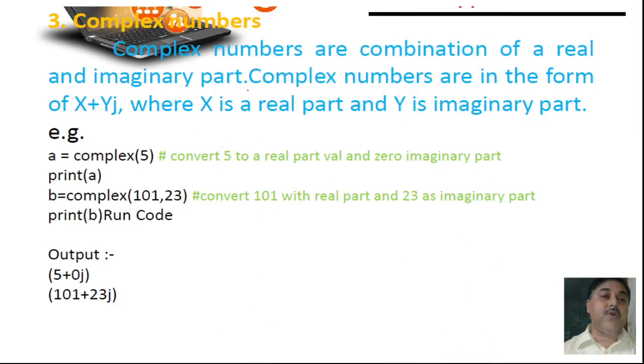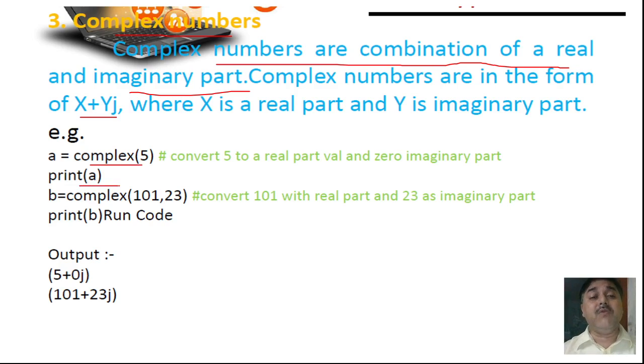So, complex data type. Complex data type means a complex number is a combination of a real and an imaginary part. So there is some part which is real and some part which is imaginary, like x plus yj. So x is real and y is imaginary, isn't it? See here that I have one complex number, 5. I want to print it, so I write complex 101 comma 23. When we run the b, you find 5 plus 0j.